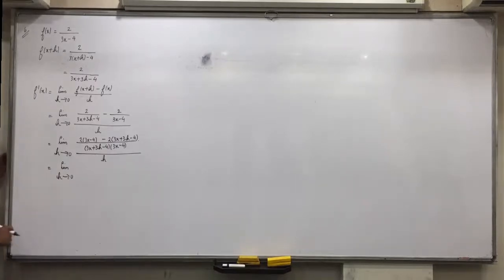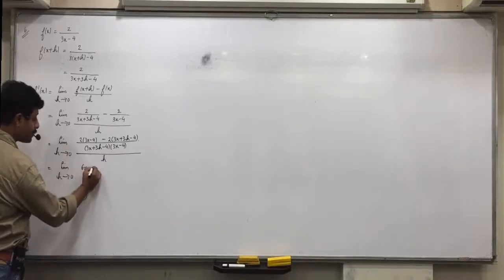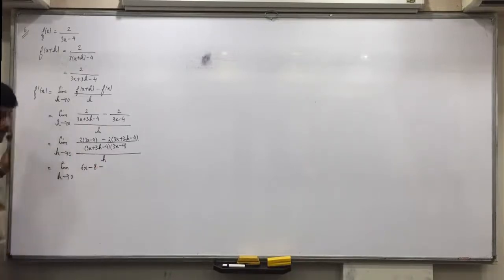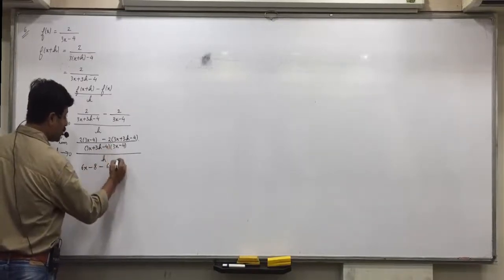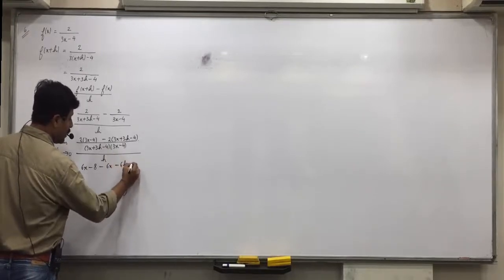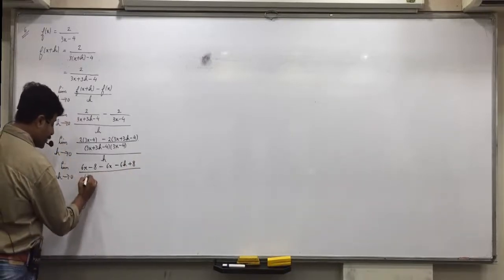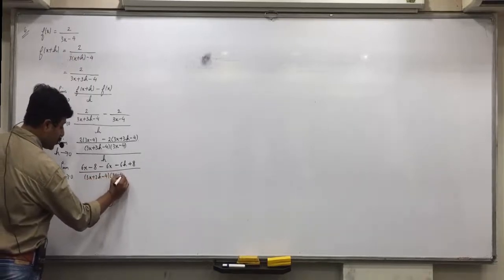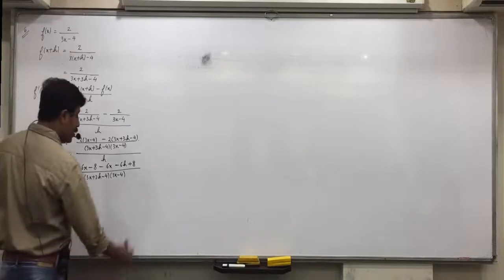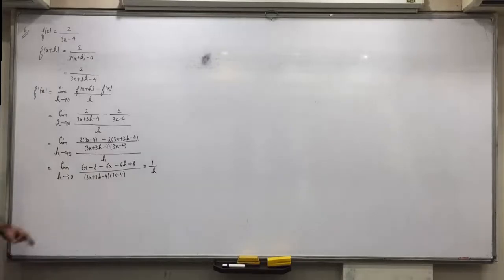2 into 3x, 6x. 2 into minus 4, minus 8. Minus 2 into 3x, minus 6x. Minus 2 into 3h, minus 6h. And minus 2 into minus 4, plus 8. Then upon 3x plus 3h minus 4 into 3x minus 4. Upon whole h, so into 1 upon h. Divide by h means now we will write into reciprocal, 1 upon h. Is everyone clear with this?